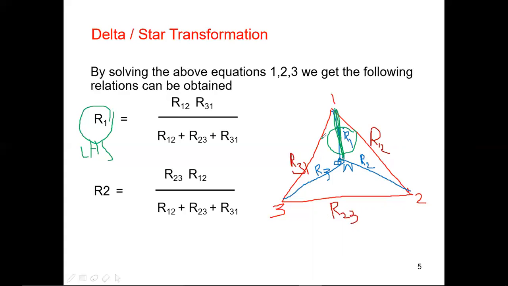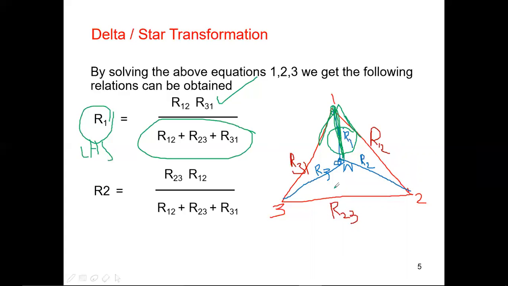the product of two adjacent arms. Meaning if this arm is touching this one point, one node, then what is the product of these two adjacent arms? R12 and R31, that only came, right? And here, the sum of all arms of delta, here meaning R12 plus R23 plus R31. This is the way to remember.